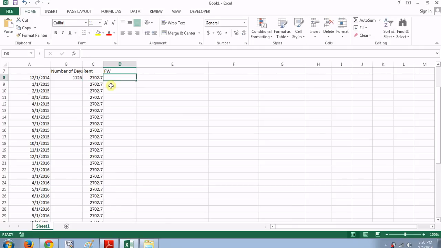Now if you have the MAR, then the future worth of this amount is simply, I'm not going to put equal to because I'm not going to reveal the MAR. This is just 2702.7 times 1 plus MAR raised to the power 1126.